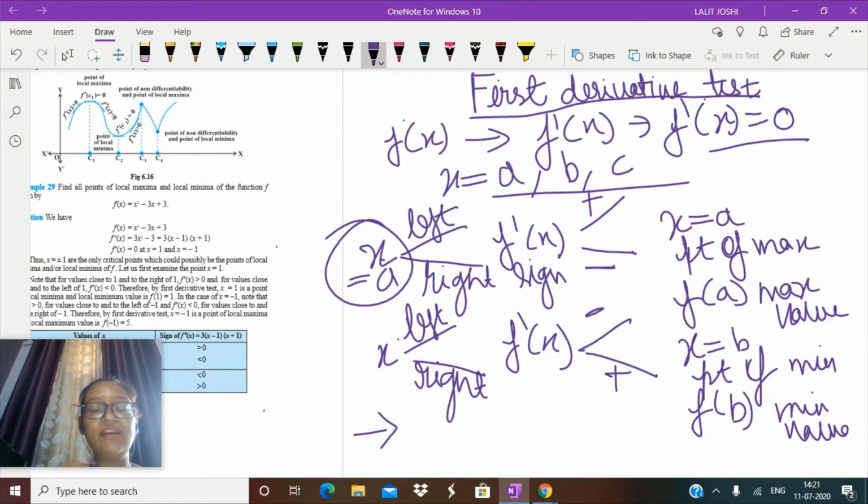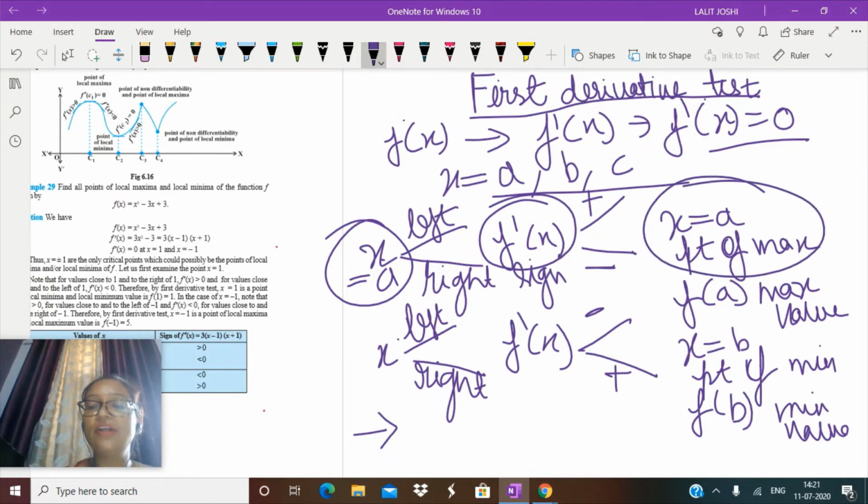When we say left and right of this particular point, what does it mean? It means a value which is slightly less or slightly more than the given value. Suppose a is 2, then the left value will be 1.9 and the right value will be 2.1. I'll put the left and right values in the derivative, right? If the sign of the derivative changes from positive to negative, then I'll say that it is a point of maxima.